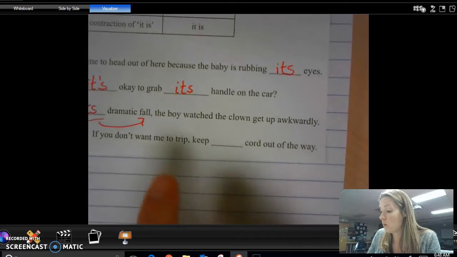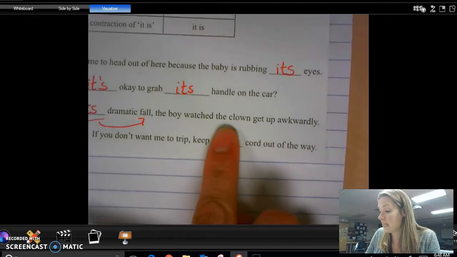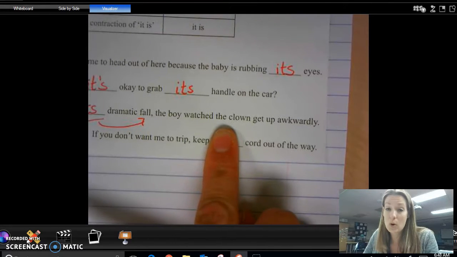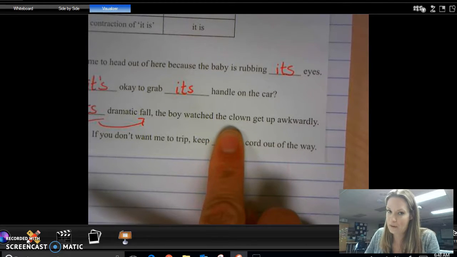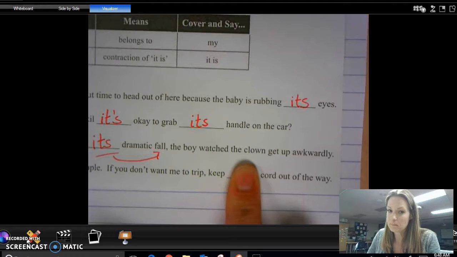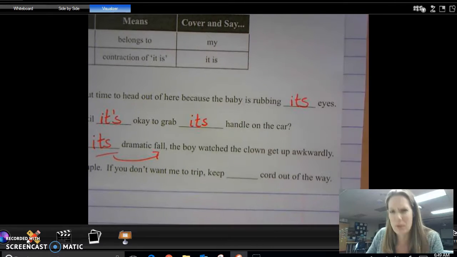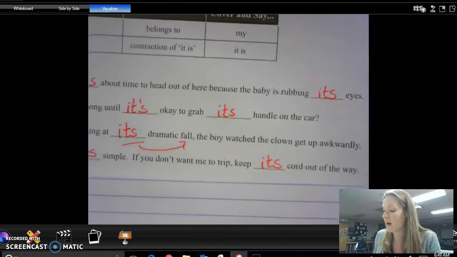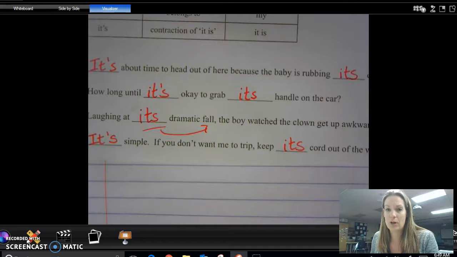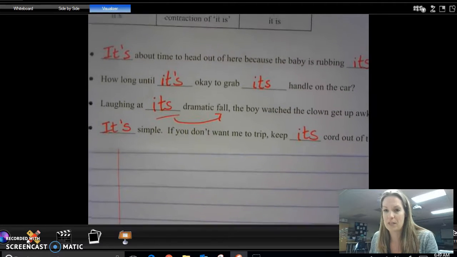If you don't want me to trip, keep my cord out of the way, or keep it is cord out of the way. Right, that one should be my. I keep wanting to write my. We're going to write I-T-S without the apostrophe, and therefore we can kind of see how these work.